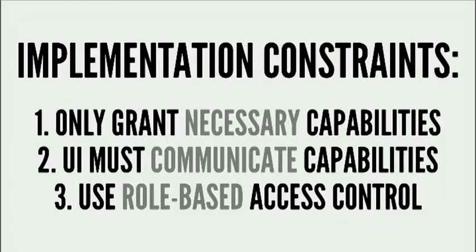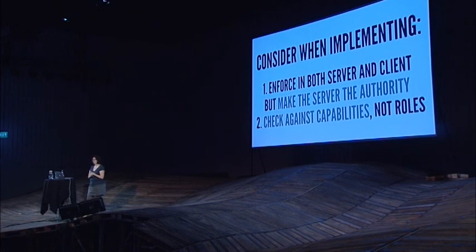So in conclusion, we had these implementation constraints, which were only grant necessary capabilities. The UI must communicate capabilities and use role-based access control. And that led us to these considerations when we're implementing, which is that you need to enforce in both the server and the client, but you should make the server the authority. And 2, you should check against capabilities and not roles.